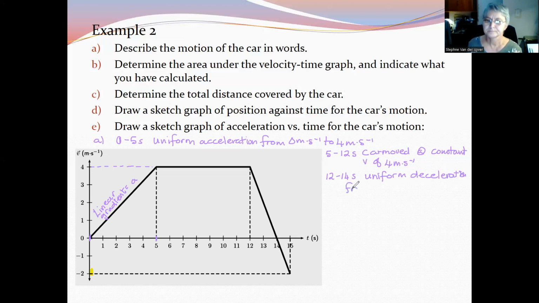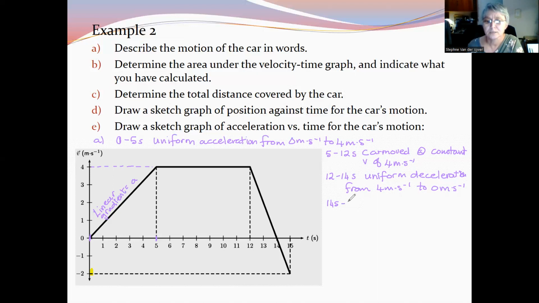From 4 meters per second to 0 meters per second, it stopped. And all this motion up to now was in one specific direction. At 14 seconds, the car started reversing.